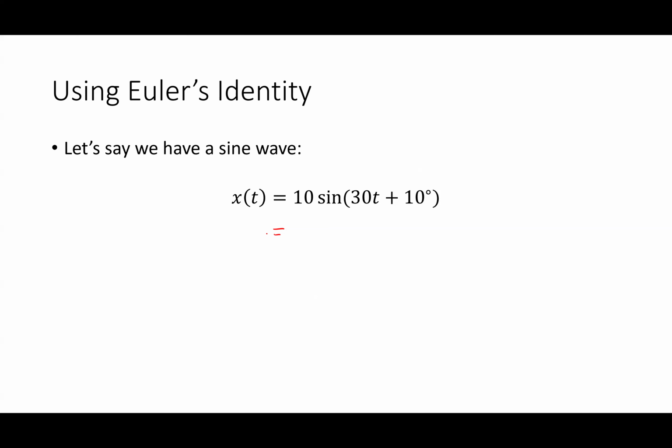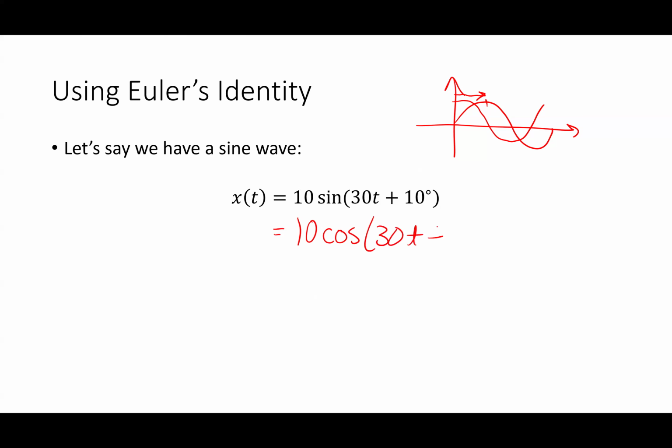I can always go back to my trig identities and figure out what the relationship is. The way I think of this in my head, right? I say sine looks like this, cosine looks like that. So what did I have to do to cosine to get to sine? I had to pull cosine that way 90 degrees. So if I had to pull cosine that way 90 degrees, do I add or subtract 90? Subtract. So this becomes 10 cosine(30t + 10 degrees - 90 degrees). Right? That's always the way that you end up doing it.